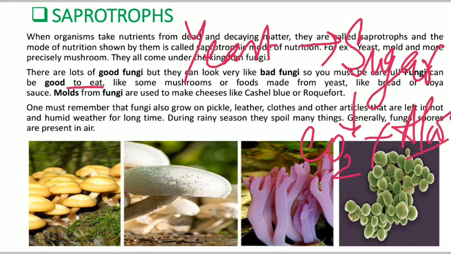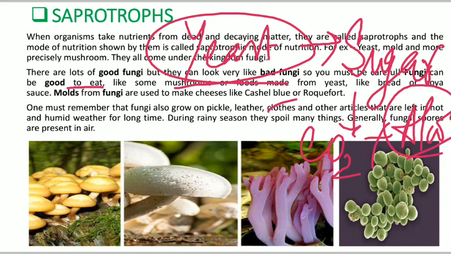As you already know, the alcohols we buy from the market are all prepared with the help of what? Yeast, okay? And it also produces carbon dioxide during this process. So these are good fungi, and they are not harmful for our body. That's why we term them good fungi, okay?